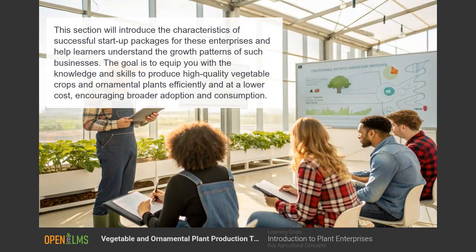This section will introduce the characteristics of successful startup packages for these enterprises and help learners understand the growth patterns of such businesses. The goal is to equip you with the knowledge and skills to produce high-quality vegetable crops and ornamental plants efficiently and at a lower cost, encouraging broader adoption and consumption.